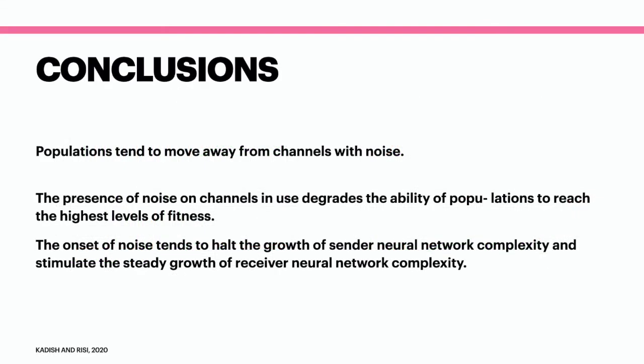We were able to draw a number of conclusions from our analysis of the 5 experiments. Populations tend to move away from channels with noise. The presence of noise on channels in use degrades the ability of populations to reach the highest level of fitness. The onset of noise tends to halt the growth of sender neural network complexity and stimulate the steady growth of receiver neural network complexity.